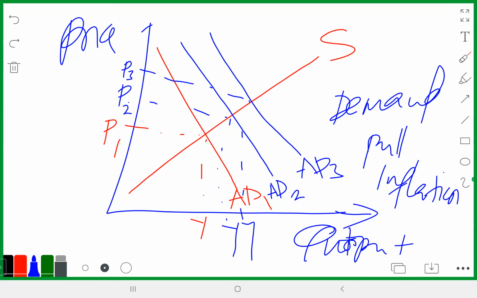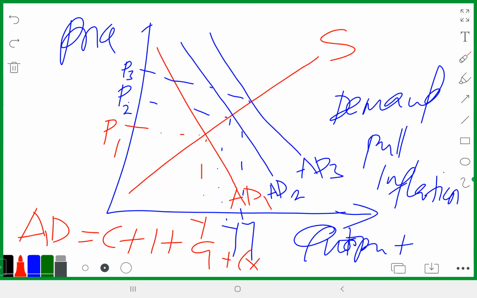Okay, so we did indicate that any of the changes in these elements that form aggregate demand. Remember, there are these elements of ours, right? Remember, aggregate demand is found by this same equation. So any of these changes that can cause an increase in aggregate demand will result into inflation, right?